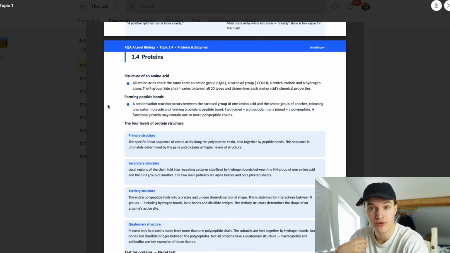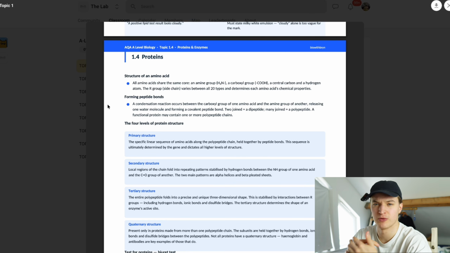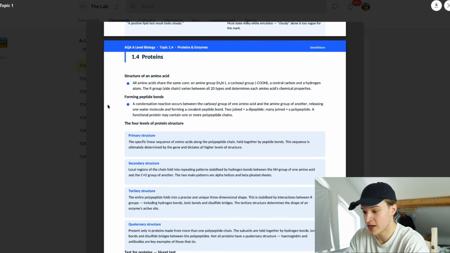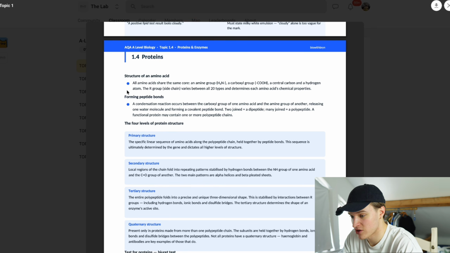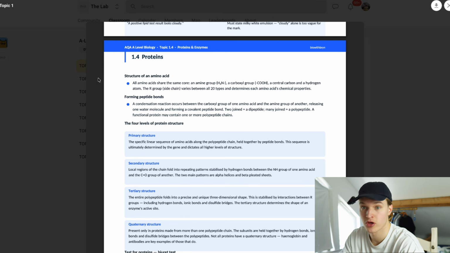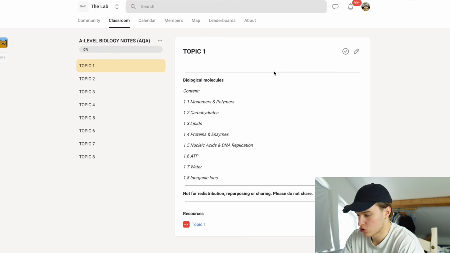There are 2 ways. First way is blurting, which is pretty good, but that's going to take a while for me to do in a video. Second way to learn from notes is through flashcards. For example, here we have this content: all amino acids share the same core, amine group, carboxyl group, a central carbon and a hydrogen, and the R group, and there are 20 different R groups. I'm not going to remember that very easily. So what do I need to do?